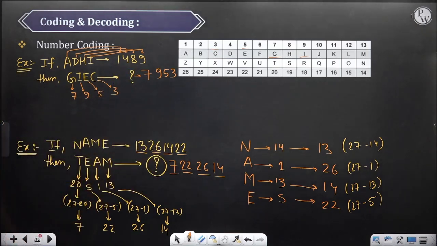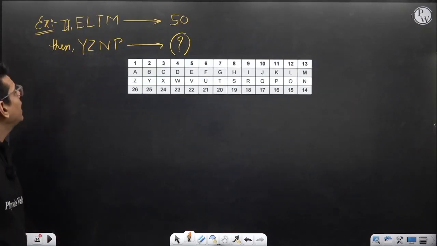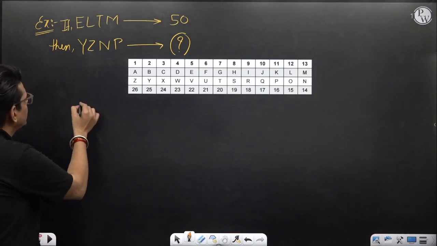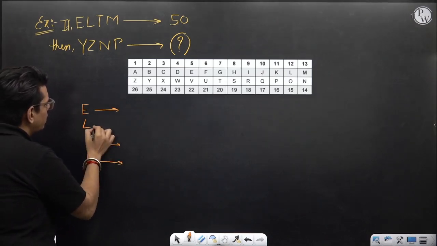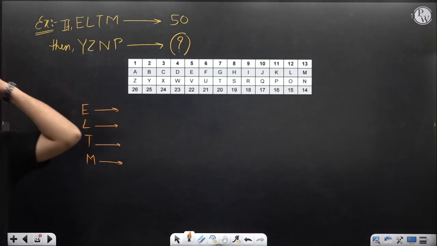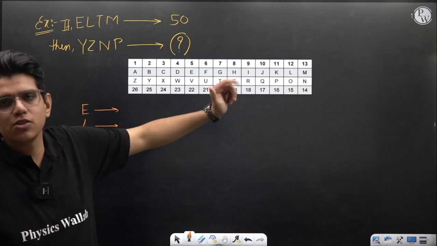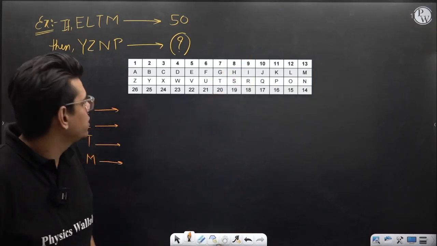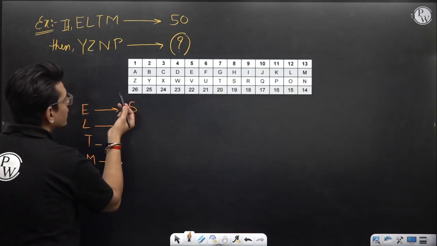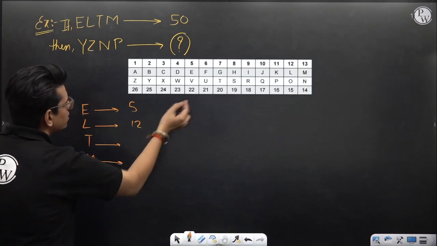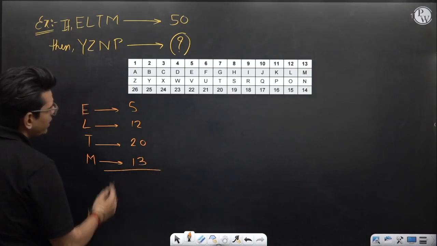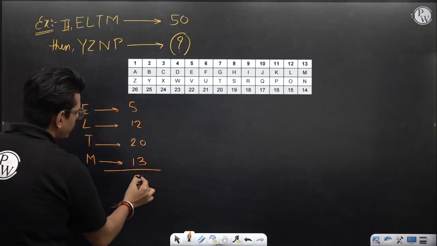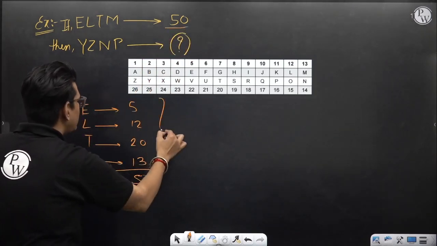Also, there is one more pattern which we can find. So let's try to solve it, right? ELTM is given as 50. Mostly in numeric coding, it is dependent on the positional value of the alphabets. In the last two cases also, the pattern was due to the positional value. So here E is 5, L is 12, T is 20 and M is 13. The sum is 50, right? So this is the pattern.